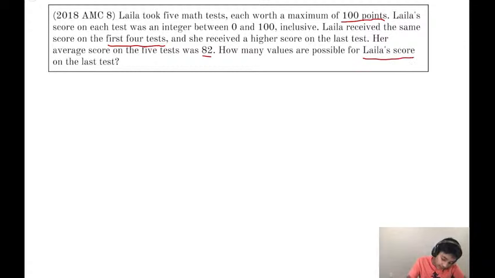So 5 tests with an average of 82, so the total sum is 410. And as you can see here, we're using a very similar process to the one we used in the previous problem. So the total score has to be 410, but now let's say the first 4 tests all had a score of x, and the last test had a score of y. What this means is that 4x plus y must be 410.